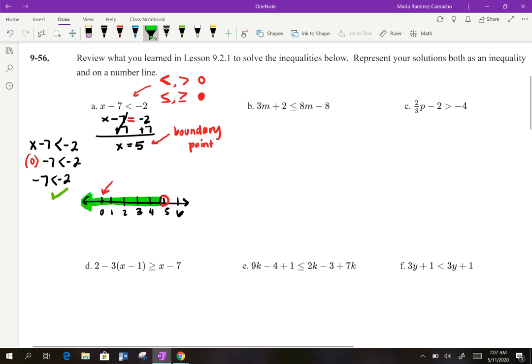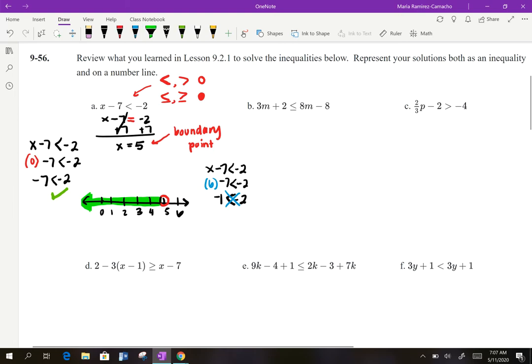Okay, let's be thorough. Let's test a point on the other side just to prove that testing a point on the right side doesn't work. So again, here's my original inequality. Let's plug in 6. 6 minus 7 is negative 1. Negative 1 is not less than negative 2. So that inequality is false. Therefore, we do not shade towards the right. Okay, so there is our number line.